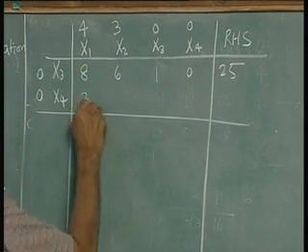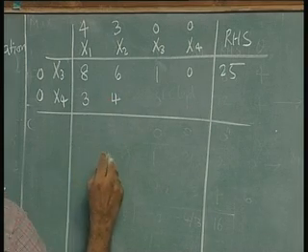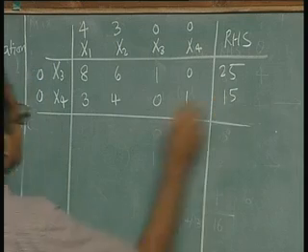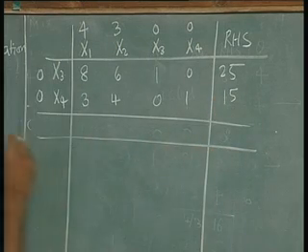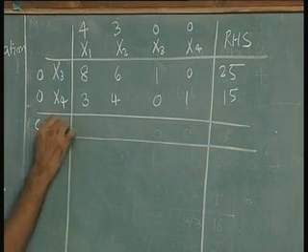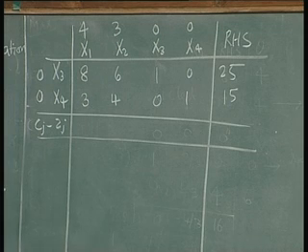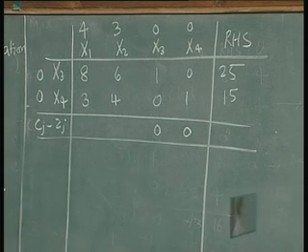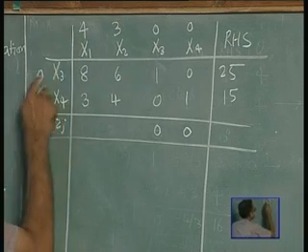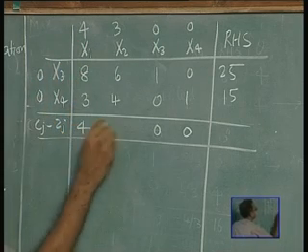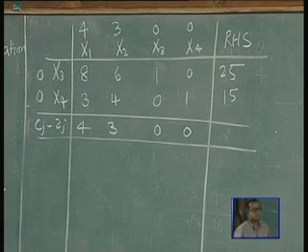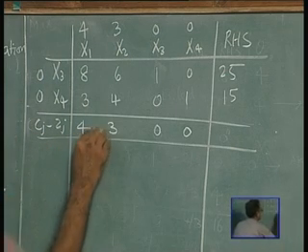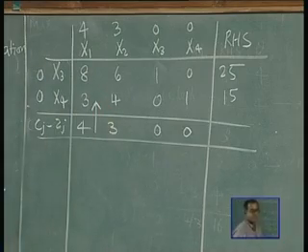25, 3, 4, 0, 1, 15. So we write the Cj minus Zj. x3 and x4 being basic variables will have Cj minus Zj of 0, and we will have 4 minus 0 into 8 plus 0 into 3 is 4, and 3. Now variable x1 with the largest positive Cj minus Zj enters the basis.